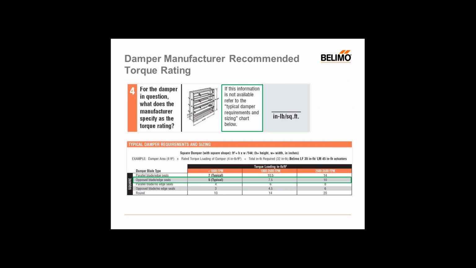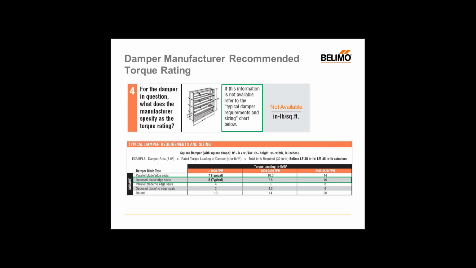Step number 4, the damper manufacturer typically would provide this information. It could either be on a cut sheet, could be on a label stuck onto the damper, on a blade or on a damper frame on the side, but sometimes this information may not be available. Maybe that label's scratched off, it's just worn out, or the information just can't be read off the model of that damper.